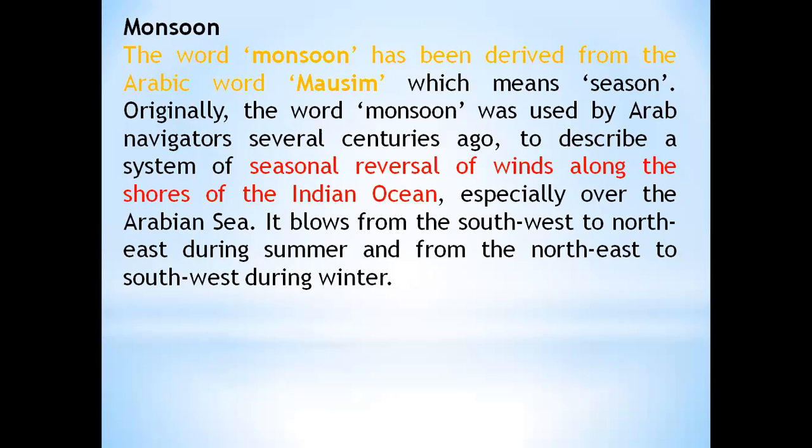So the next concept is monsoon. Monsoon is a word derived from an Arabic word, also known as masim, which means season. So monsoon is the wind which changes its direction in the Indian Ocean, or along the coastal regions of India, and that is known as monsoon.